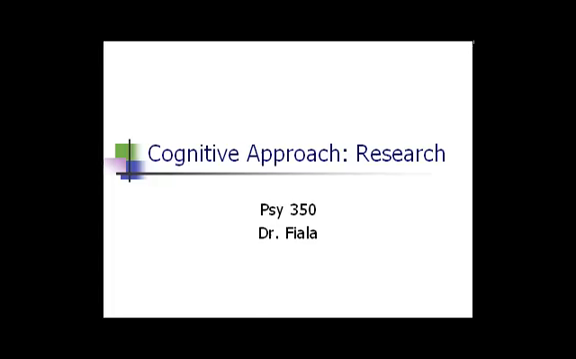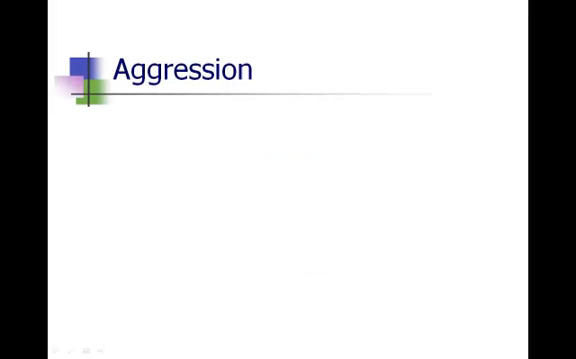We'll be talking about research relevant to the cognitive approach to understanding personality. Talk about just a couple of things today about aggression, about memory, and about depression. Starting off talking about aggression, the general aggression model is a cognitive model for understanding and explaining why and when aggression happens, and is used to predict who might be aggressive and when they might be aggressive.